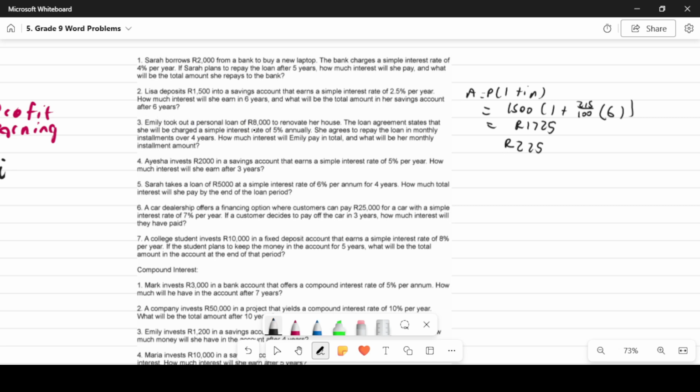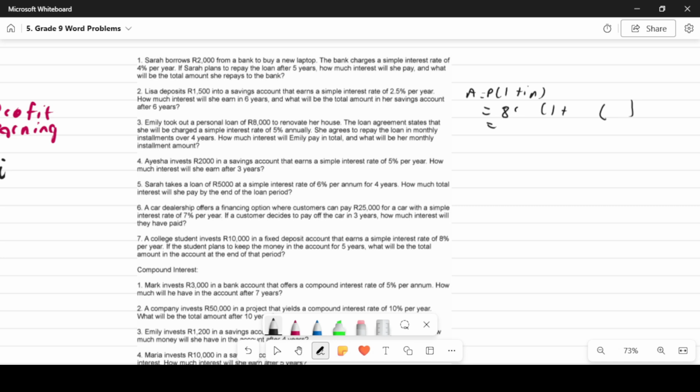Emily took out a personal loan of 8,000 Rand to renovate her house. The loan agreement states that she will be charged a simple interest rate of 5% annually. She agrees to repay the loan in monthly installments over 4 years. How much interest will she pay in total, and what will the monthly installments be? Very simple idea. Same formula, just plug and play now.